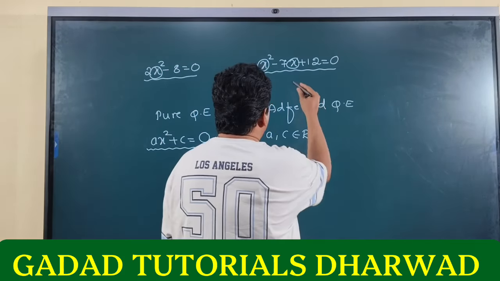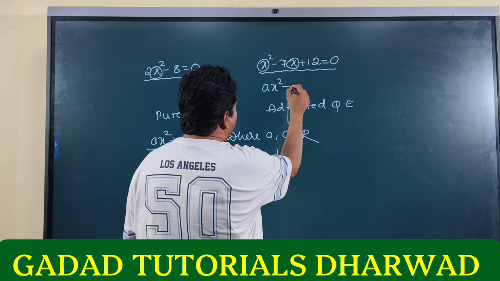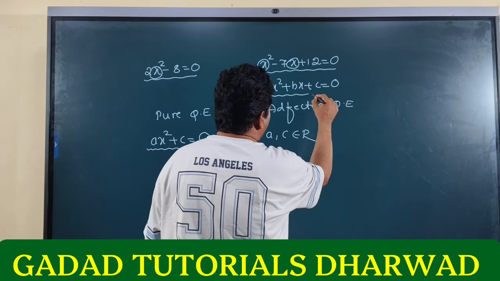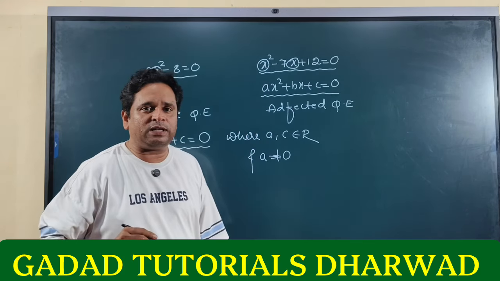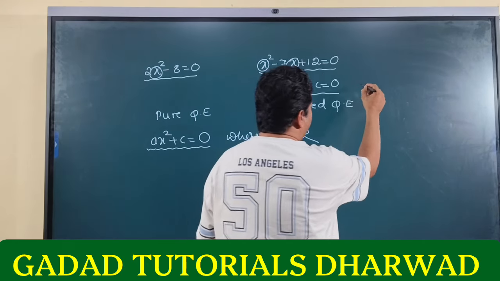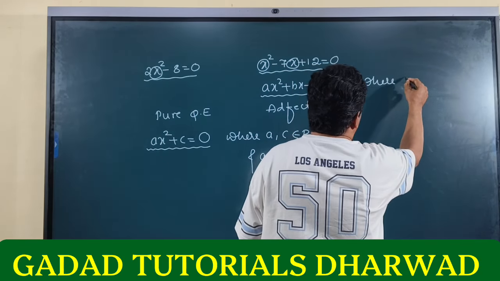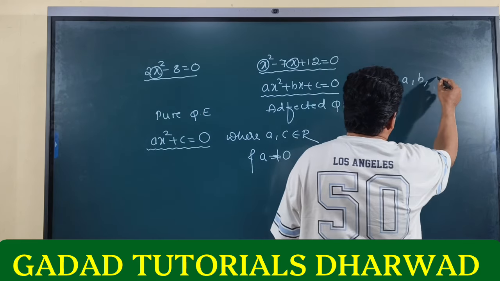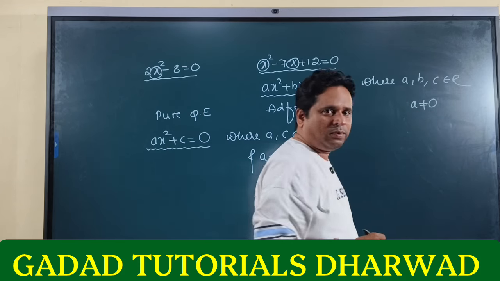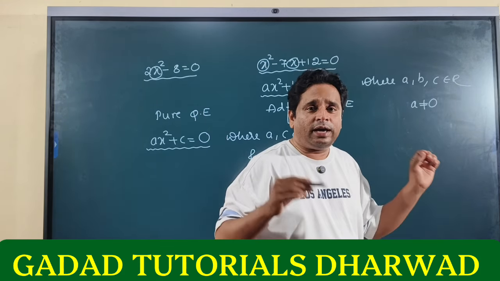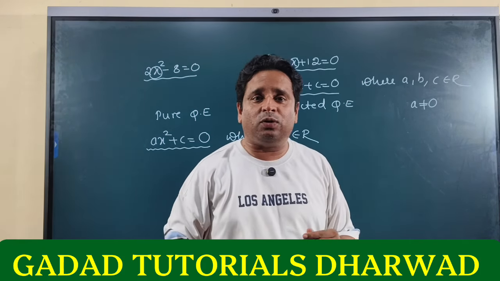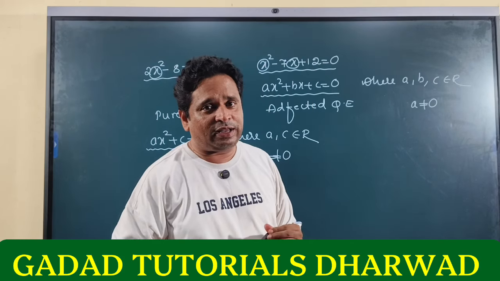And an equation which can be expressed in the form ax square plus bx plus c equal to 0 is known as an unaffected quadratic equation, where a, b and c are any real numbers and a should not be equal to 0. Then an equation of the form ax square plus bx plus c equal to 0 is known as an unaffected quadratic equation.